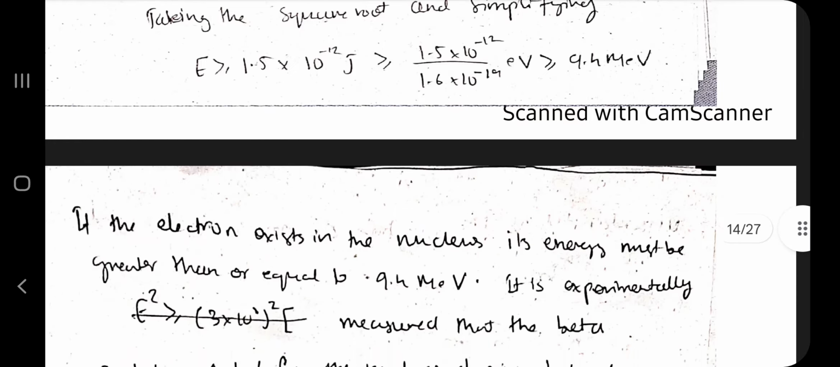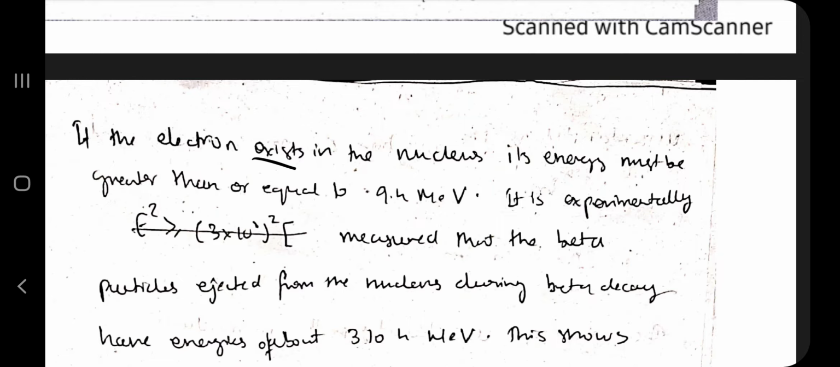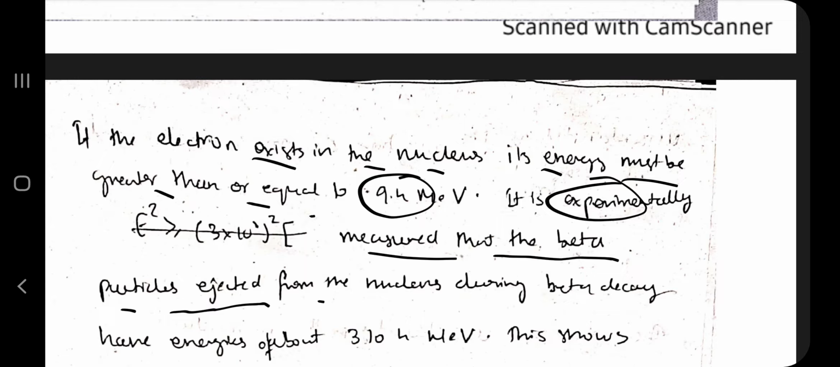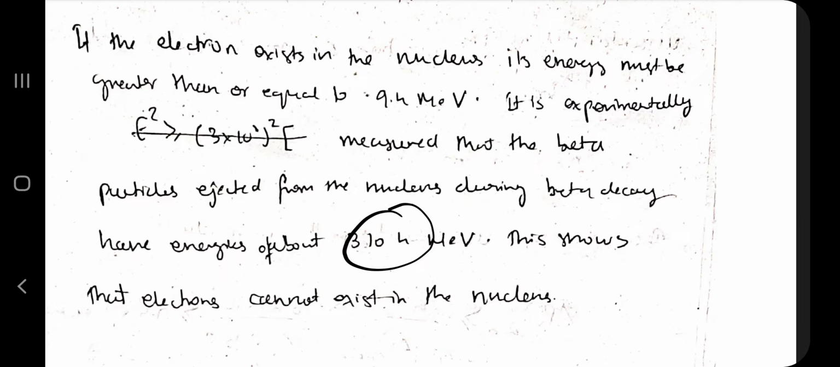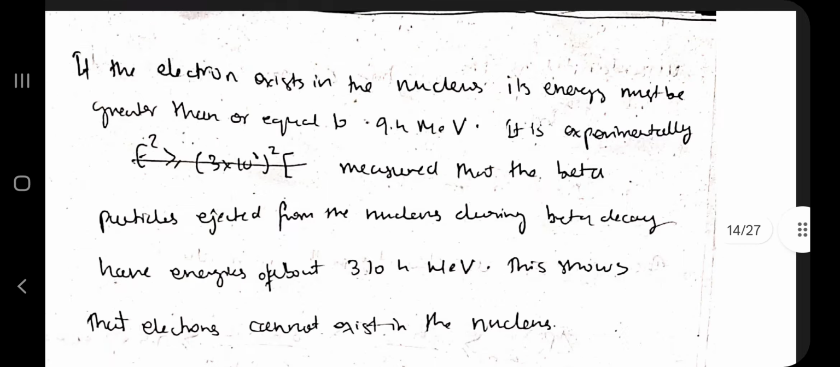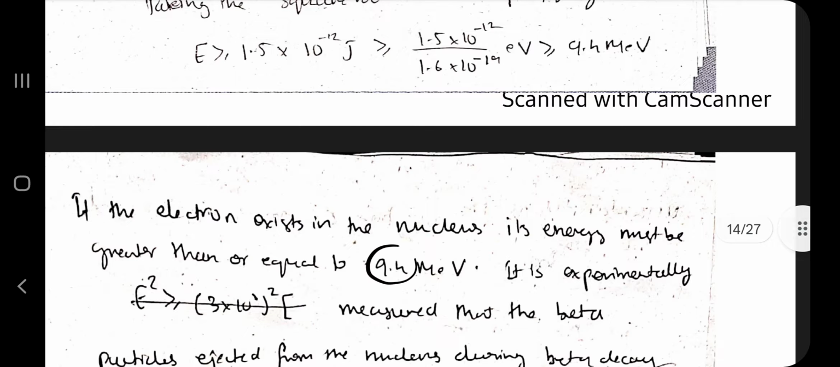Taking the square root and finding the answer, we will get 9.4 mega electron volt. It should be greater than this one. If the electron exists in the nucleus, its energy must be greater than or equal to 9.4. But it is experimentally measured that the beta particles ejected from a nucleus during beta decay have energies of only 3 to 4 MeV, while it should be greater than 9.4. So that is a clear contradiction. That means the electron does not exist inside the nucleus.